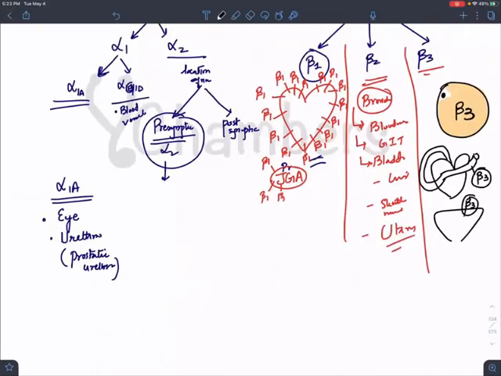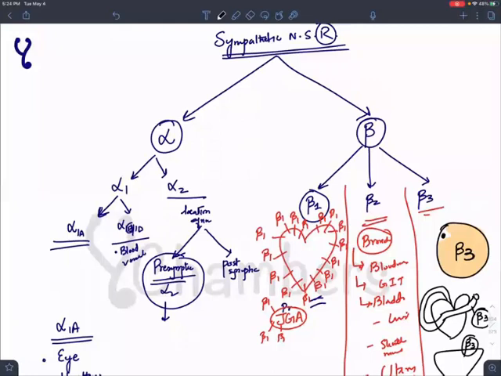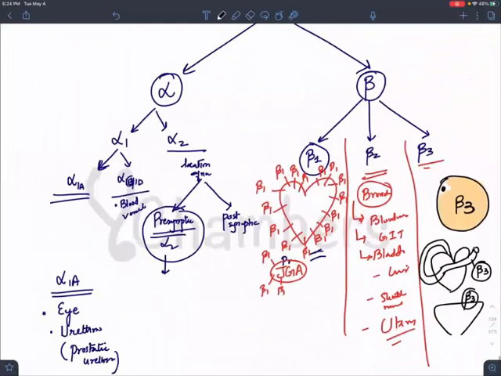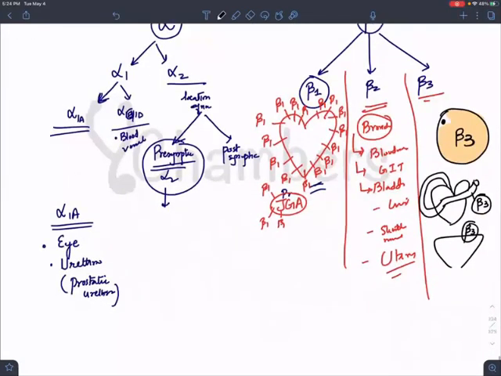How to remember? One way to remember is that situation of dog. The situation of dog is that you saw the dog, what you should do? If I talk about the eye, what you should do? Should you increase the pupillary size, do mydriasis or meiosis? You should do mydriasis.